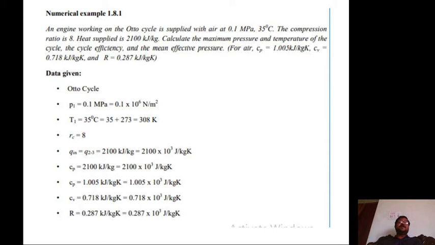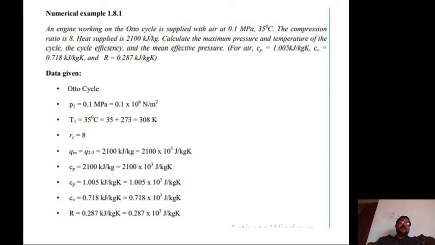35 degrees Celsius. Compression ratio is r suffix c is 8. Heat supplied Qs is 2100 kilojoules per kg. And then calculate the maximum pressure and temperature of the cycle, the cycle efficiency, and the mean effective pressure. Cp value, Cv value he has given, R value also he has given.